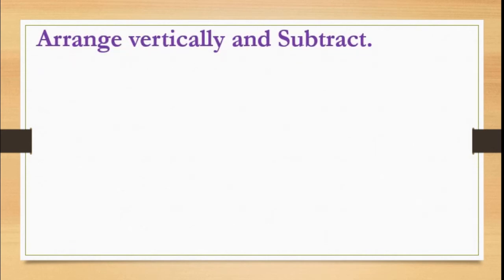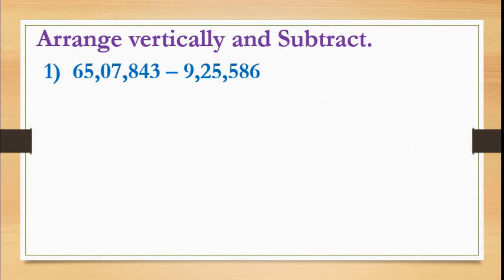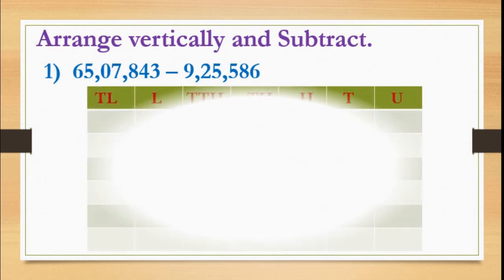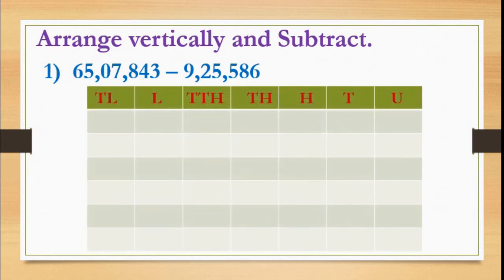Arrange vertically and subtract. You know, students, vertically means we will write the numbers one below the other. This is a 7-digit number. First we will write the digits in the proper columns. Now we will start from units place and we will move up to 10 lakh place. Okay, we will write the second number below the first number.